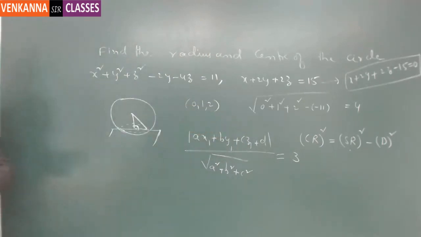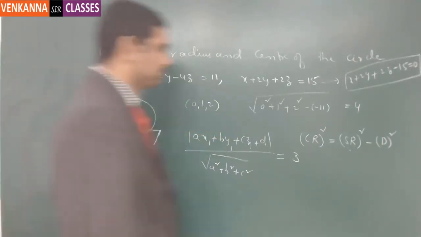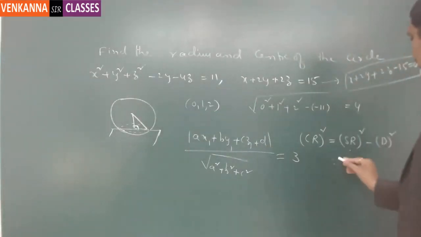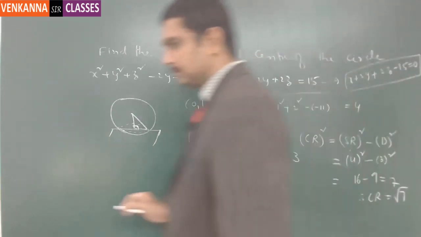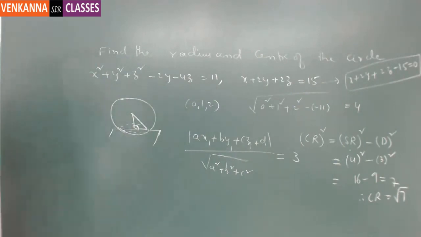So substituting the values there, circle radius whole square is equal to sphere radius whole square minus distance whole square, nothing but 16 minus 9. So we have 7. Therefore, circle radius is nothing but root 7. Are you clear with it? The procedure part?